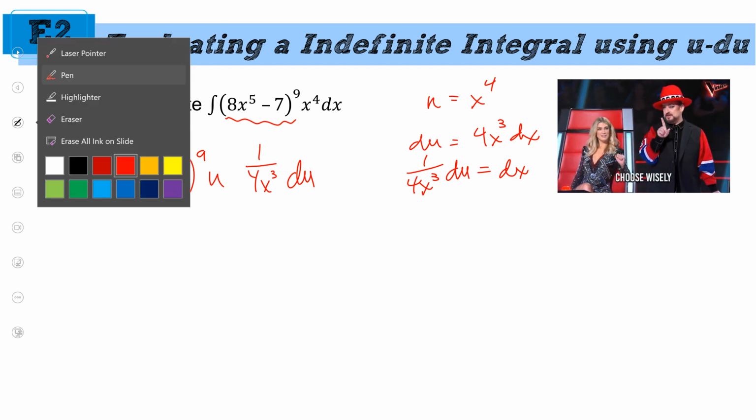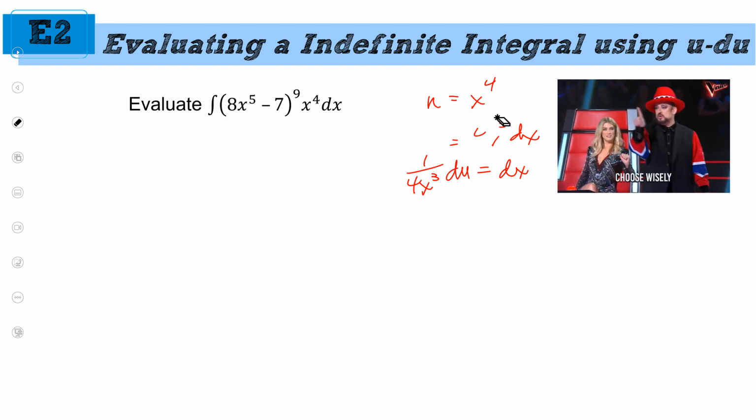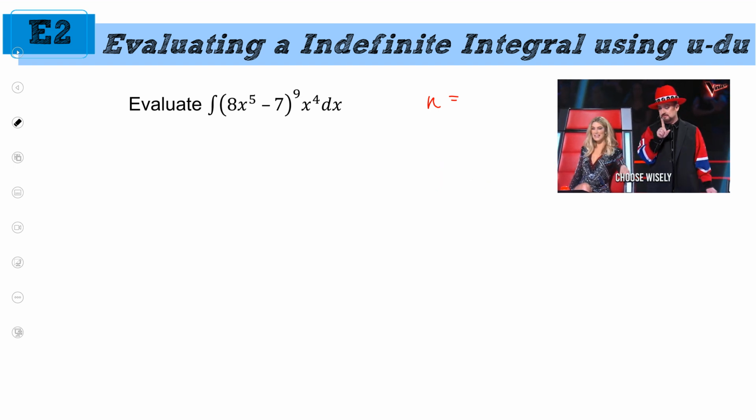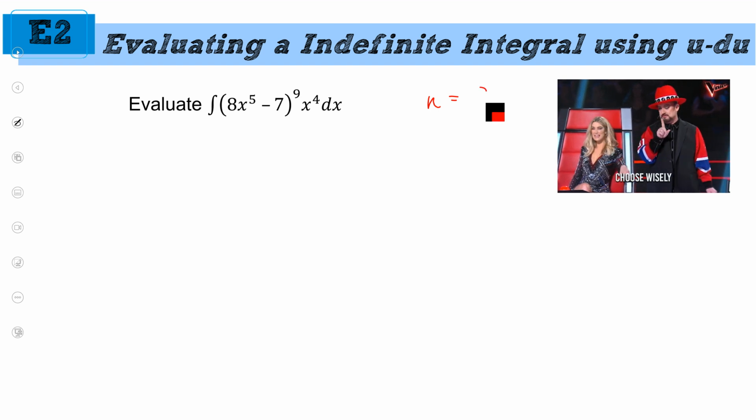Abby chose poorly. So we come back here, we use the mighty eraser, and we ask Abby again, what would you like for your u now? 8x to the fifth minus 7 by itself. By itself, not raised to the ninth power. You're just going to go with 8x to the fifth minus 7? Sure. You sure? Yes. Good.